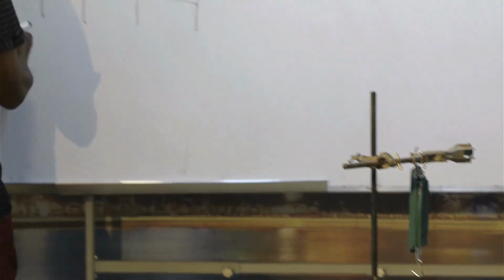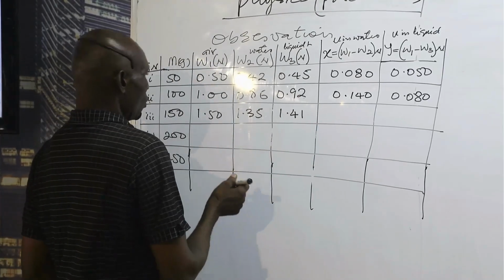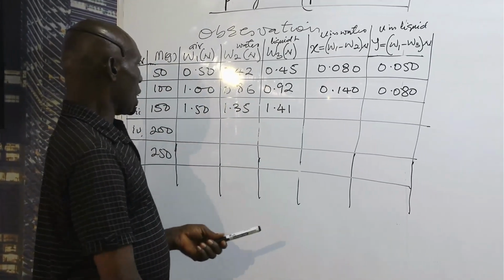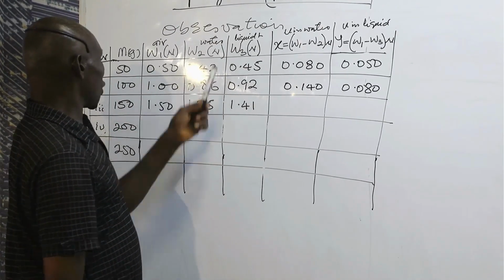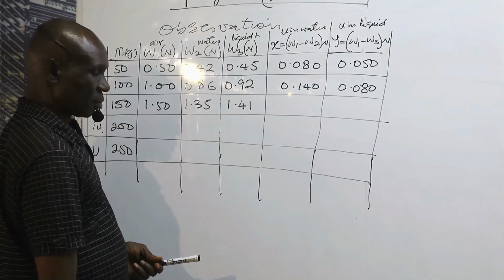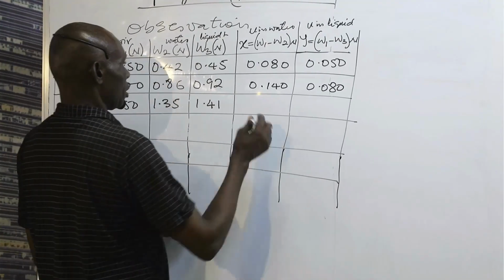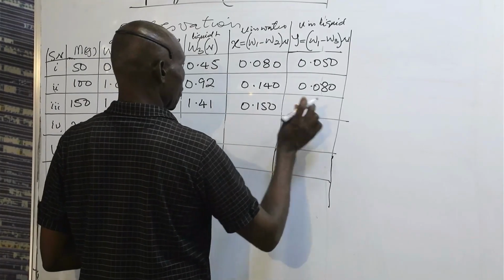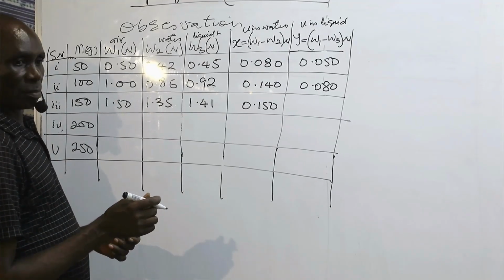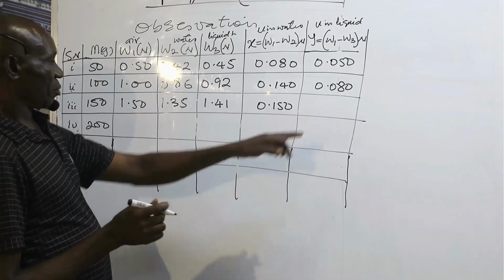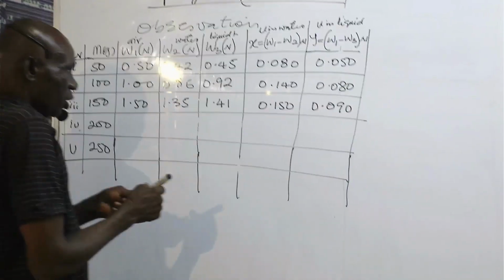This is 1.41. Now get me the result here. W1 minus W2 is what? 0.150. 0.090.